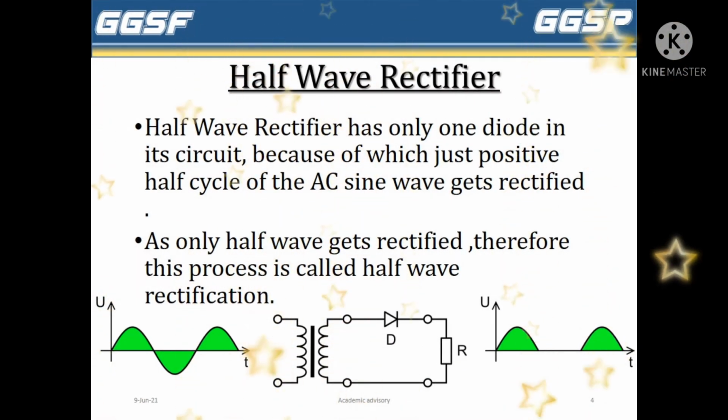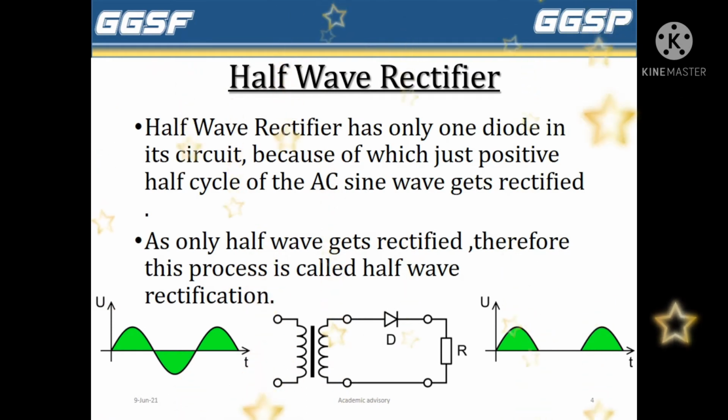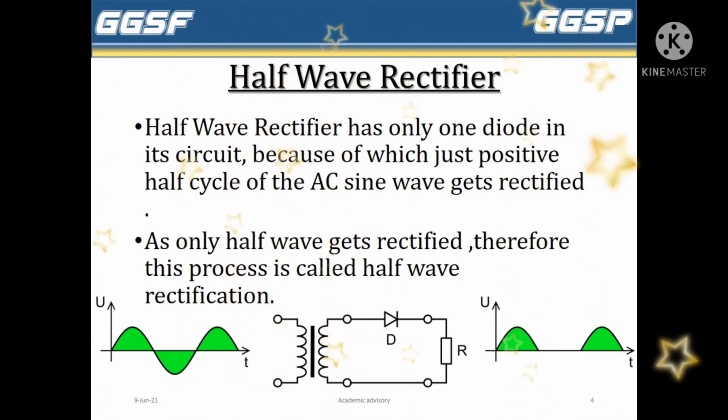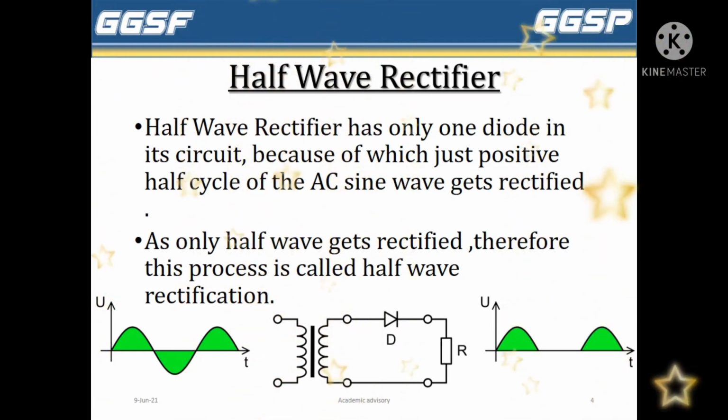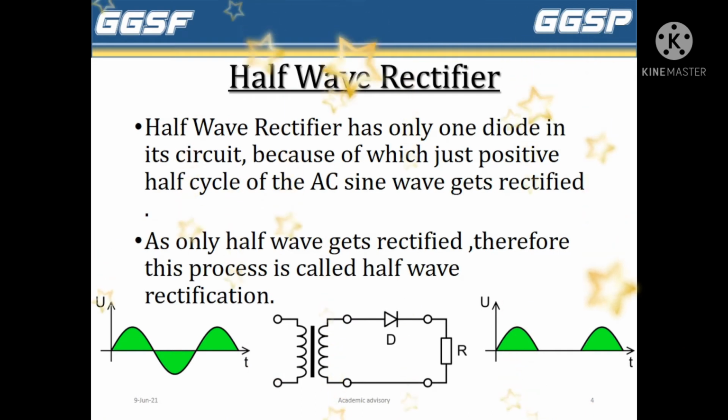First of all, we will see what is a half wave rectifier. Half wave rectifier has only one diode in its circuit, because of which just the positive half cycle of the AC sine wave gets rectified. As only half wave gets rectified, therefore this process is called half wave rectification.